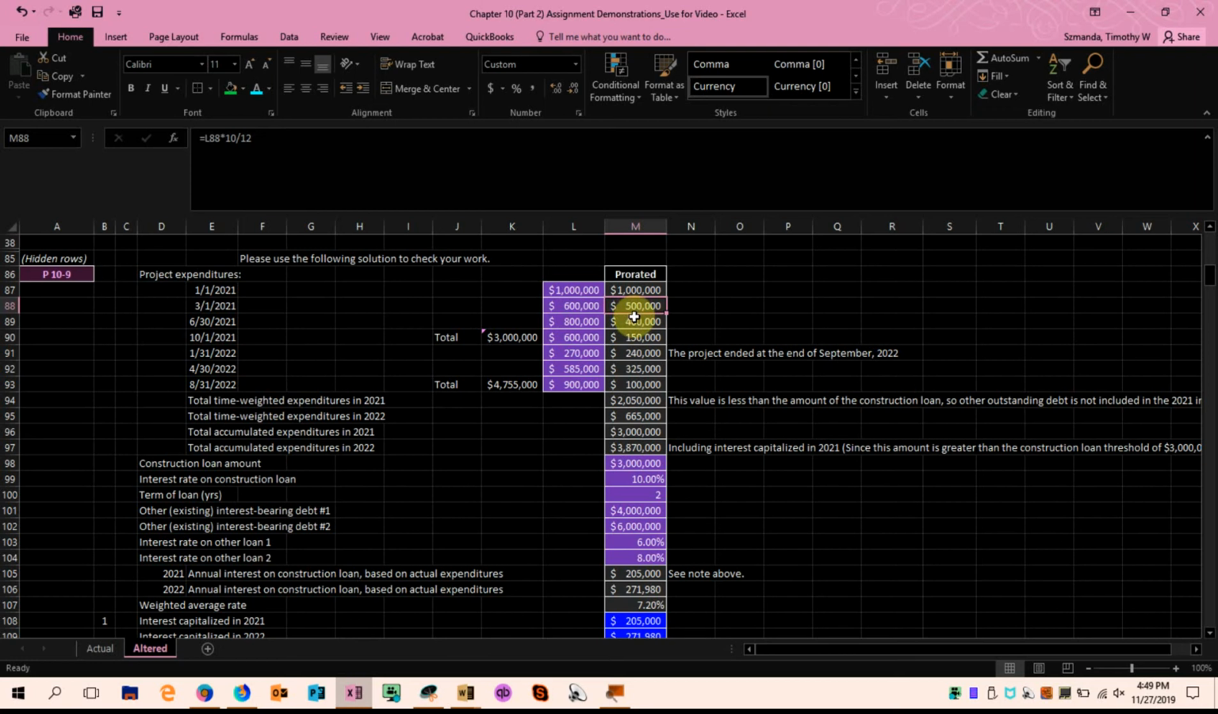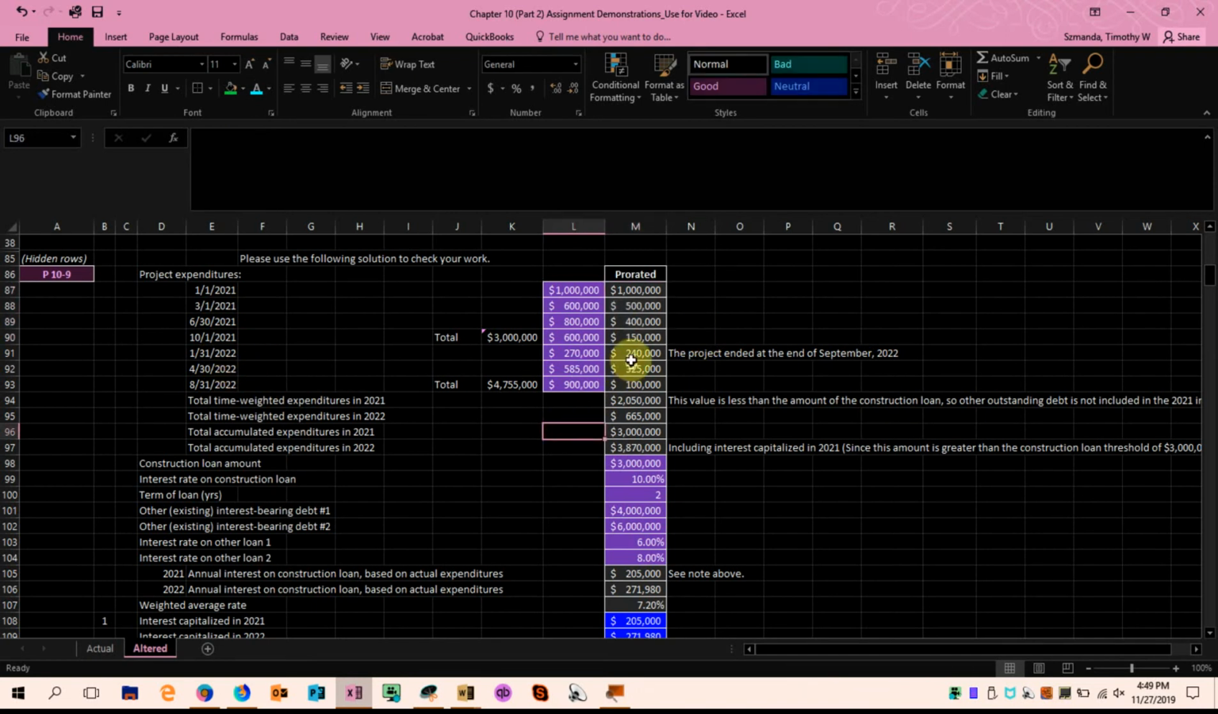Again, the only reason we're doing this, we're prorating the expenditures, is to assist us in determining how much interest on the loans to capitalize. And that, what we mean by capitalize, of course, is to add into the cost of the building. And we had another expenditure of $800,000. That one didn't come until June 30th, so the year was halfway through. So we'll cut that in half, 6 twelfths times 800,000. And then we did the same for the October 1st expenditure of 600,000. 600,000 times 3 twelfths. So that's the prorated amounts of the expenditures for the first year.